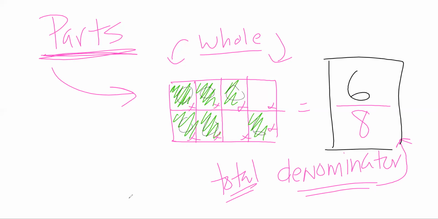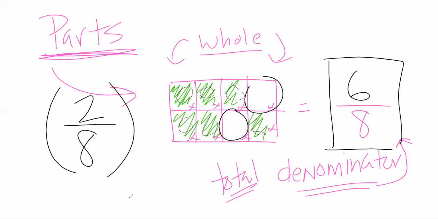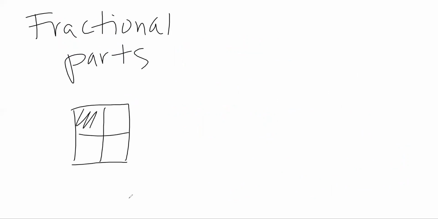And you might even ask the question, how many are not shaded? Well, in this case, there's still 8 total parts, and we see that 2 are not. 2 out of 8 are not shaded. So that's what we're looking at when we talk about fractional parts and fractional sets. So again, fractional parts is one whole model that's cut, and then you have something shaded. In this case, there's 4 total pieces, 1 is shaded.